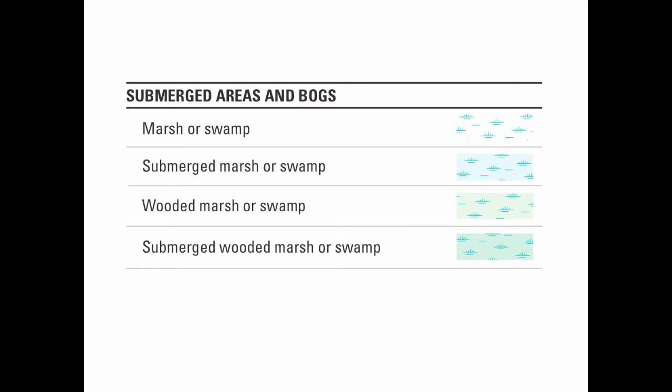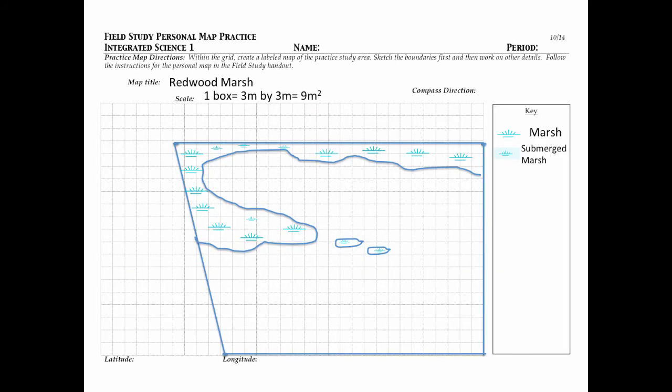It is similar to the marsh symbol, but it is shaded blue. Once we've added it to our key, we can draw it onto our map. The submerged marsh occurs along the land-water boundary. When you've drawn it onto your map, it should look similar to this.